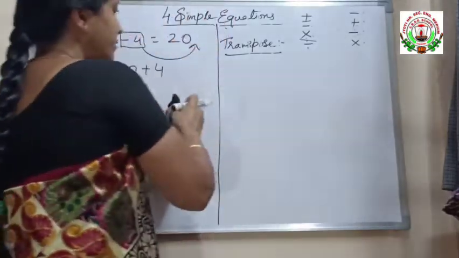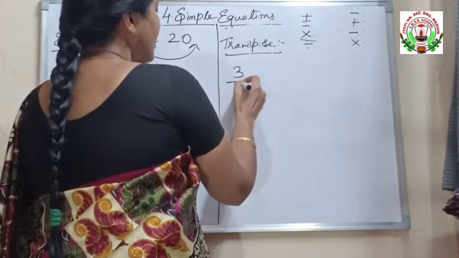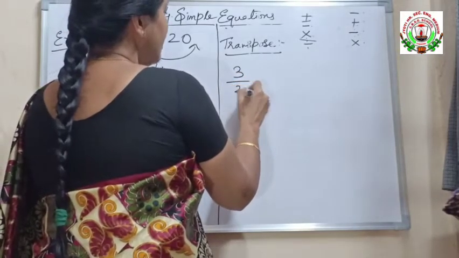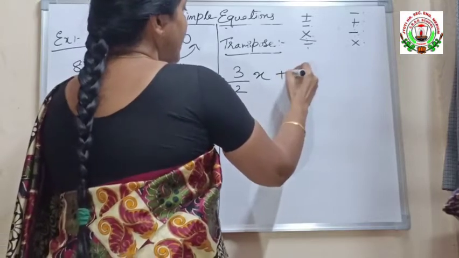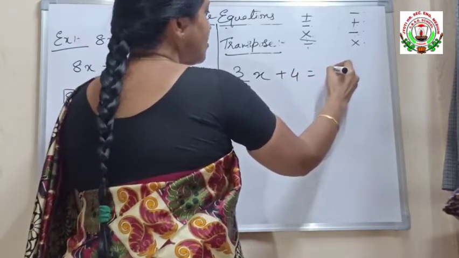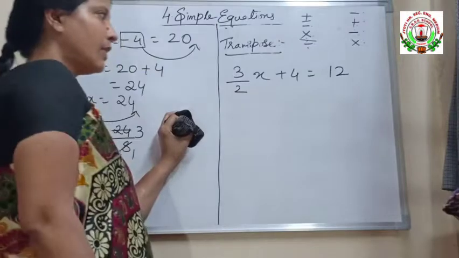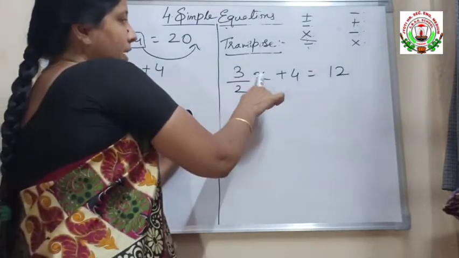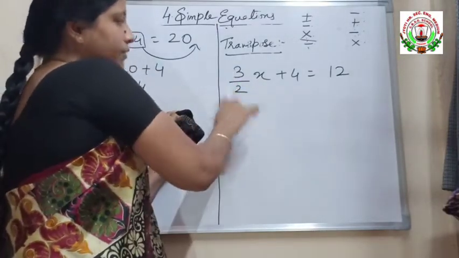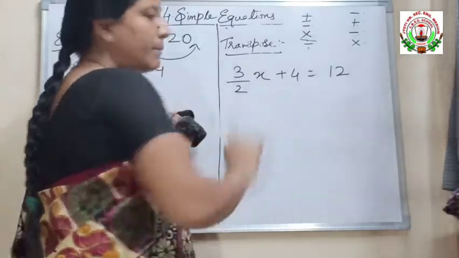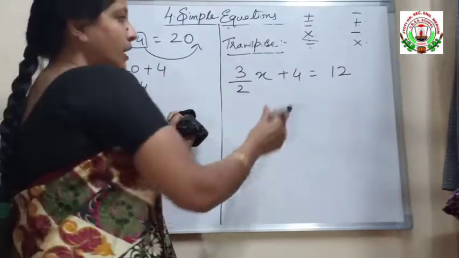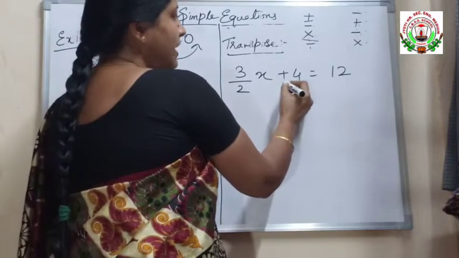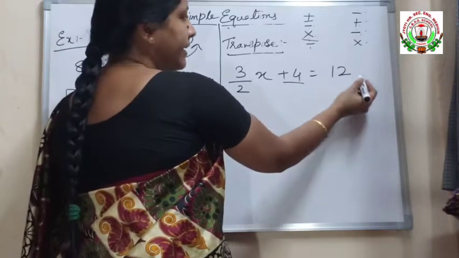Let me write 3 by 2x plus 4 is equal to 12. Here I have given a multiply also, a divide also, and a plus also. First we have to transpose for addition. So I am going to transpose this plus 4 to the right hand side.